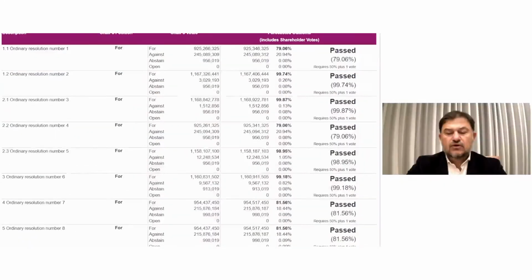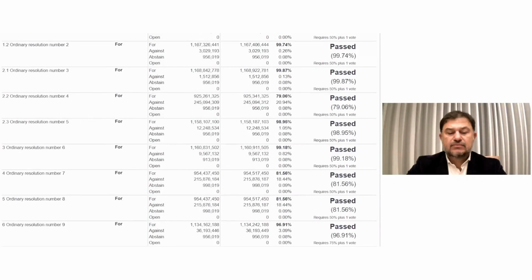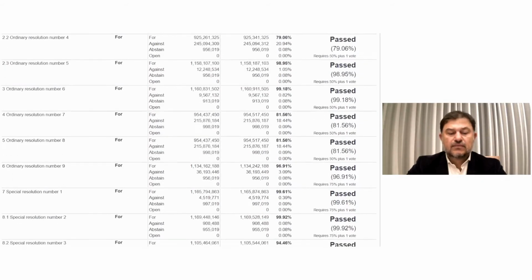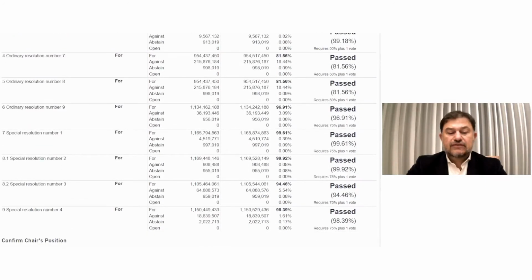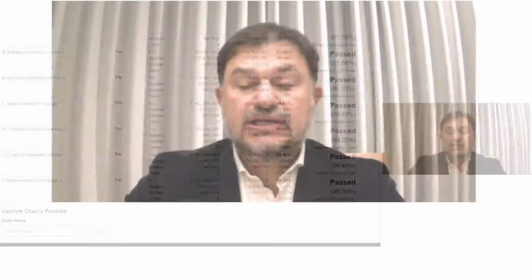Ladies and gentlemen, I can confirm that all the resolutions voted on have been passed by the requisite majority of shareholders. All decisions have now been finalized. Details of the results will also be released later today on SENS.